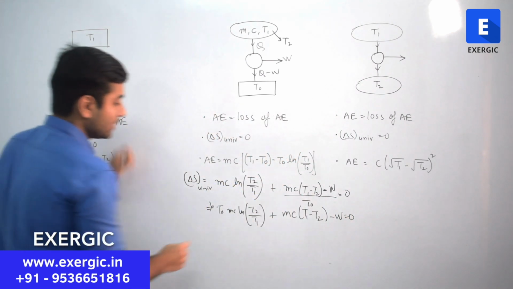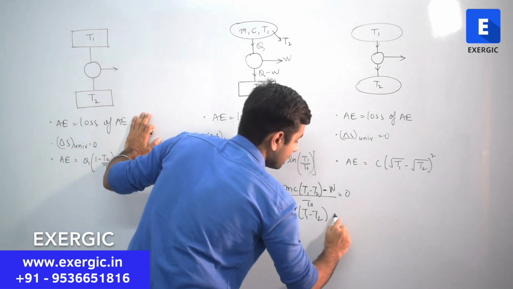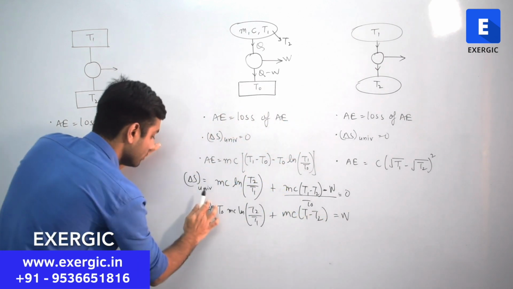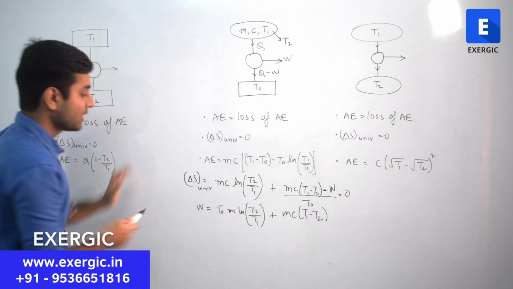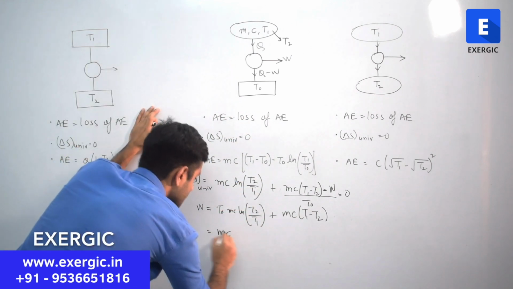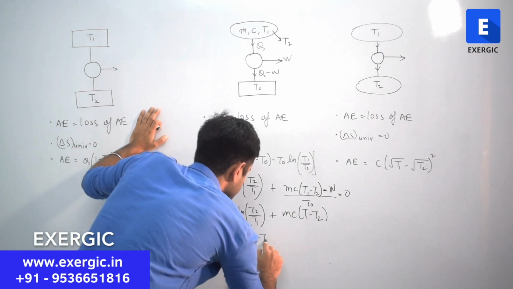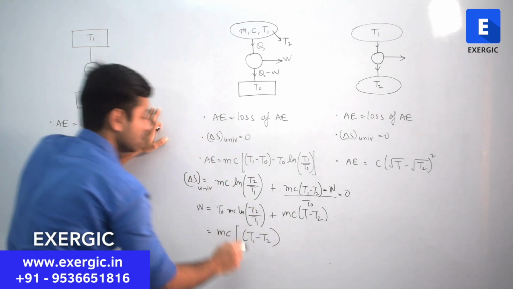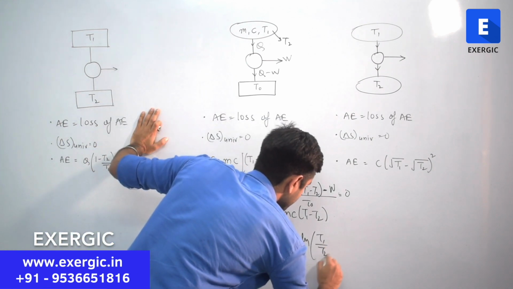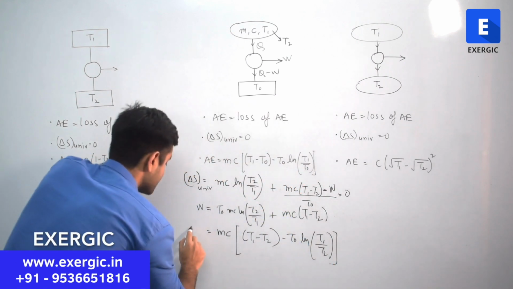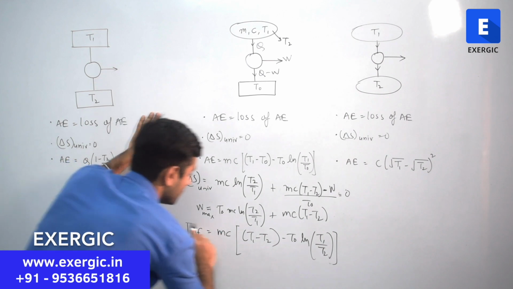Correct? Now what you can do is take minus W on this side, so it will become W. So W is equal to this expression, and again you just have to follow the same process. Take MC common, you will get (T1 minus T2), and you reverse it, so it will become minus T0 ln (T1 by T2). This is available energy, maximum work, because delta S is 0.